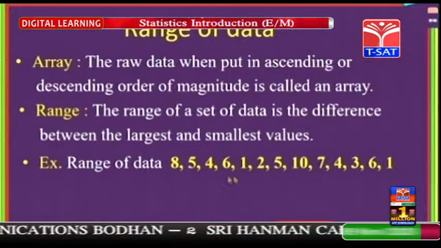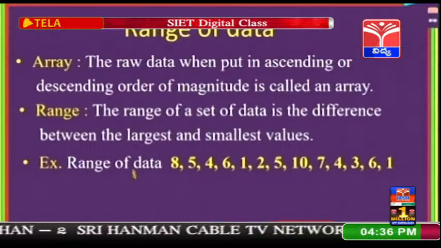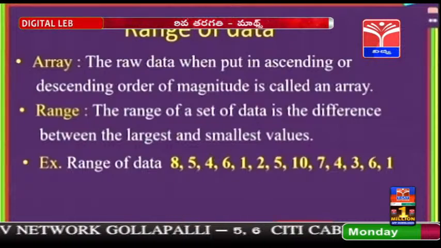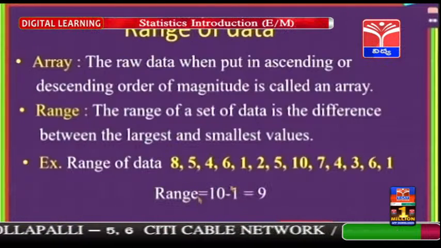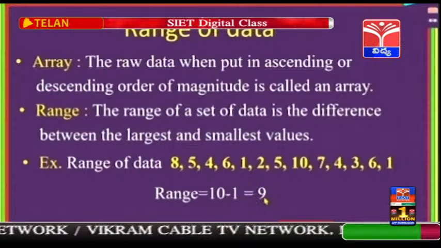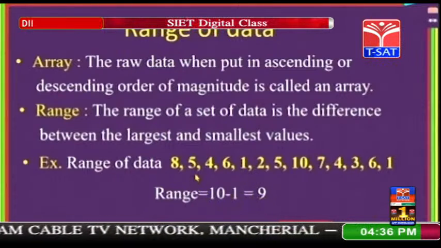Just now we have learnt the formula: the range of a set of data is the difference between the largest and smallest value. So, the range is equal to 10 minus 1, that is 9. And also we can say that the data lies between 1 and 10. So, from the range we got the maximum value and the minimum value.